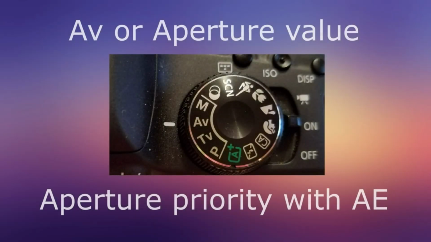So let me go over a quick little tutorial on the AV mode, and it's very simple and self-explanatory, but definitely try to get involved in the AV mode. That'll be your first step getting out of auto mode, which will continue the process of learning photography and being able to utilize these cameras and get at their max potential. Or aperture value, aperture priority with AE, auto exposure.